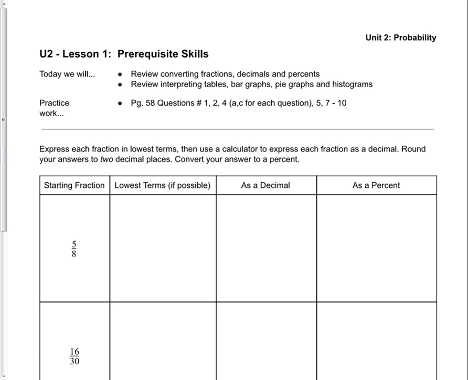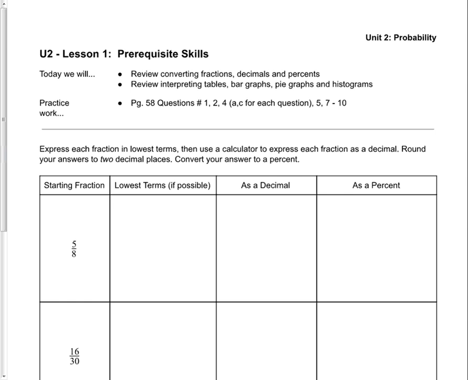We'll be looking at some of the prerequisites that we'll need to do or know in order to do our probability unit. So today we're going to focus on looking at converting fractions into decimals and percents and then moving on from there. As we're looking at fractions and decimals and percents, one thing that we need to know is that all of those things express the same piece of information. They all mean the same thing.